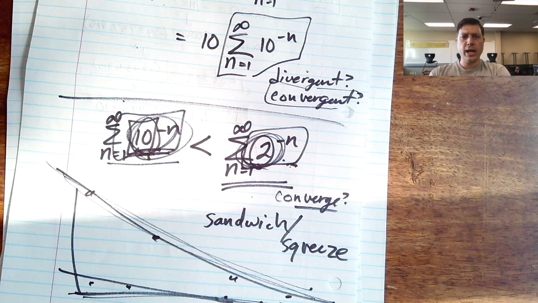Then we're looking at how this sequence relates to the sequence of 2 to the power of negative n. Certainly it converges by something called the squeeze theorem, or sandwich theorem. We'll talk about it. Thanks for watching this video.